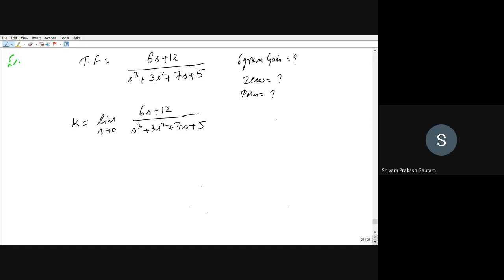So if you put s is equal to 0, k will be equal to what? 12 by 5. So this is my system gain, that is 12 by 5. Now we will calculate zeros.